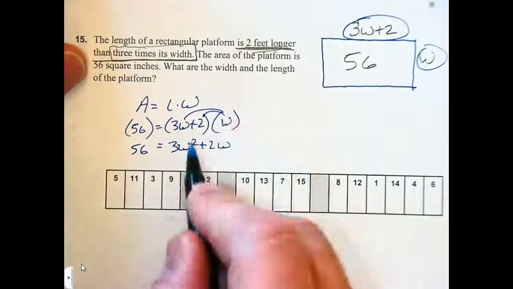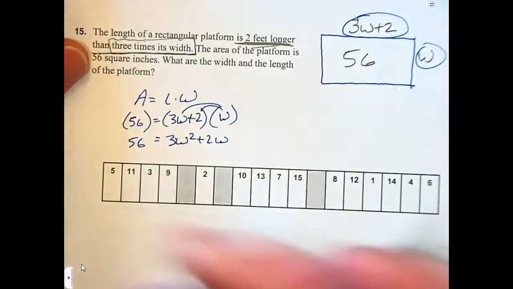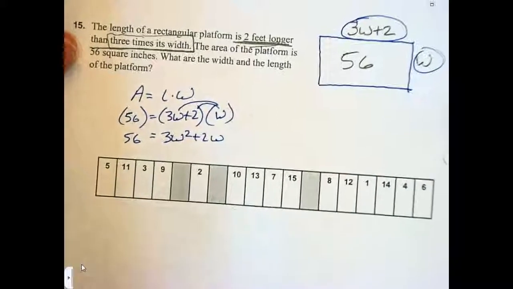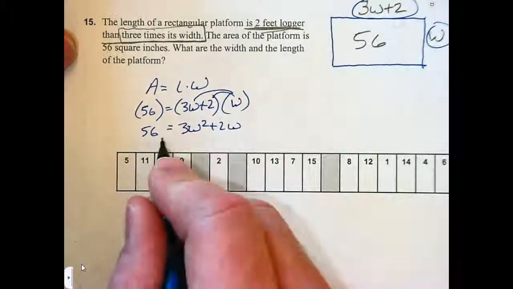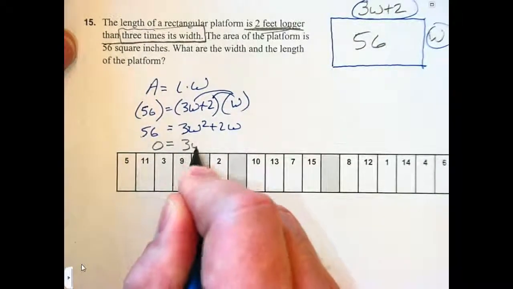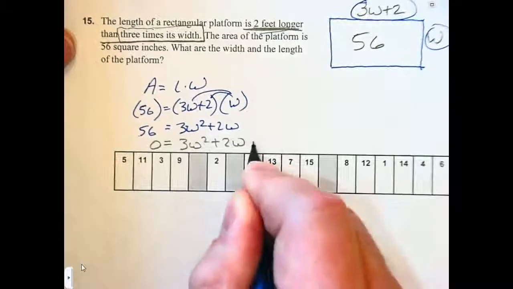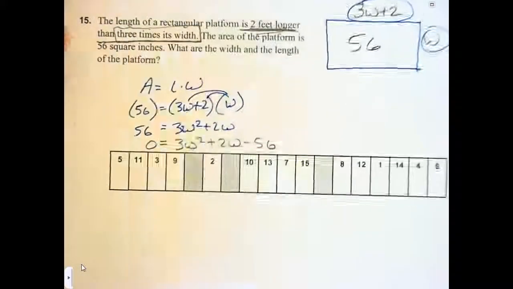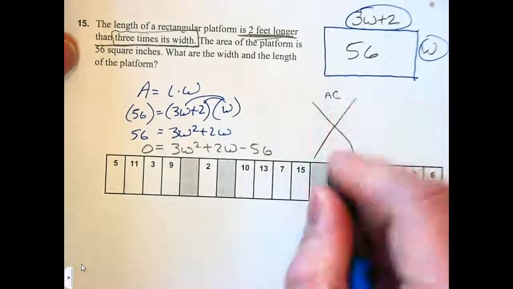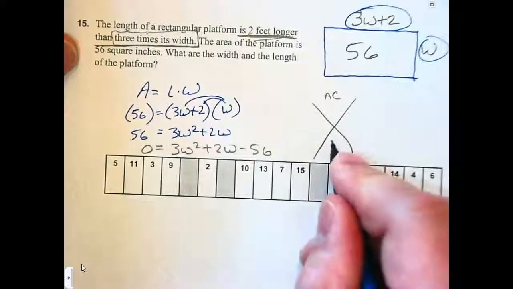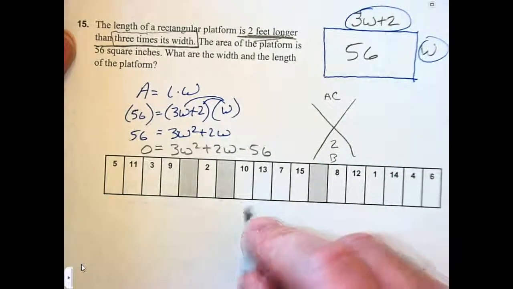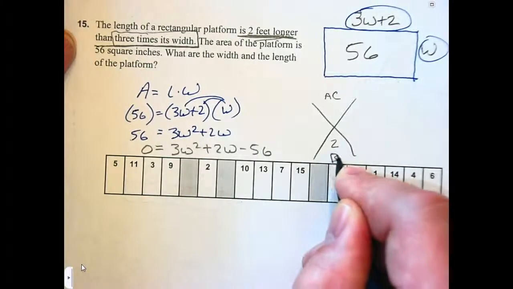If I want to solve that because it has a squared, what do I have to do? No, can't call a neighbor. You've got to set it equal to what? 0. So moving the 56 over, subtract 56. And then you go through the factoring process. A times C, B, 3 times negative 56.